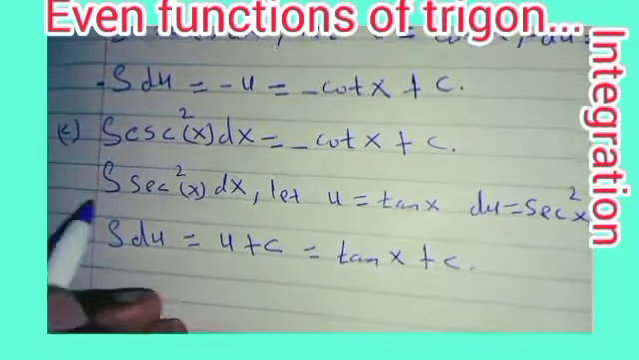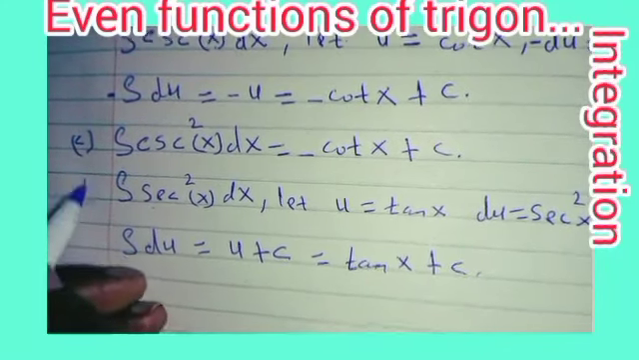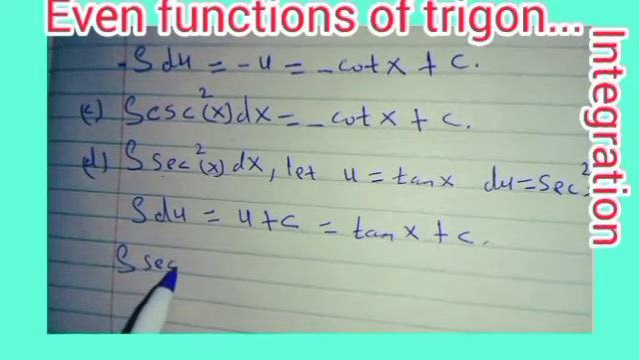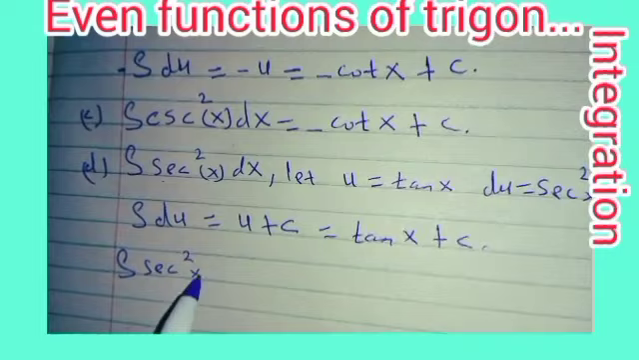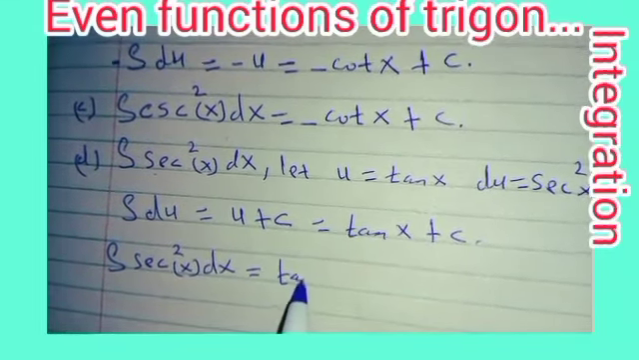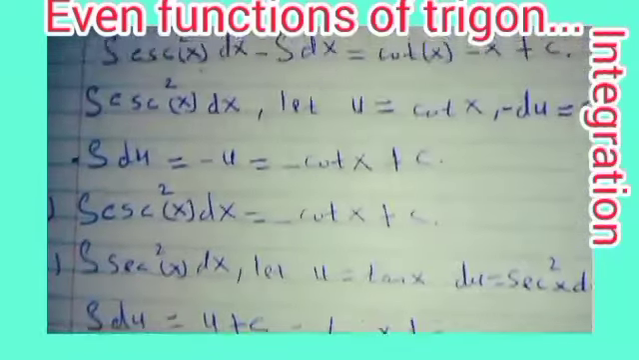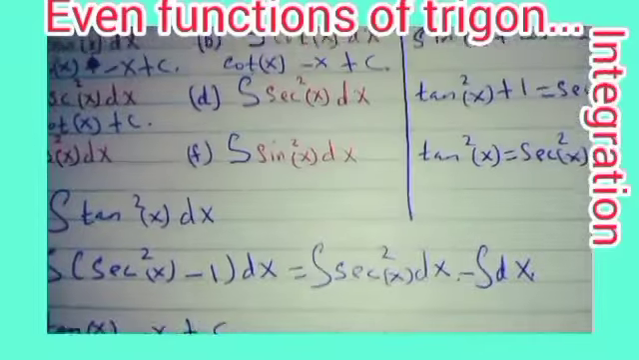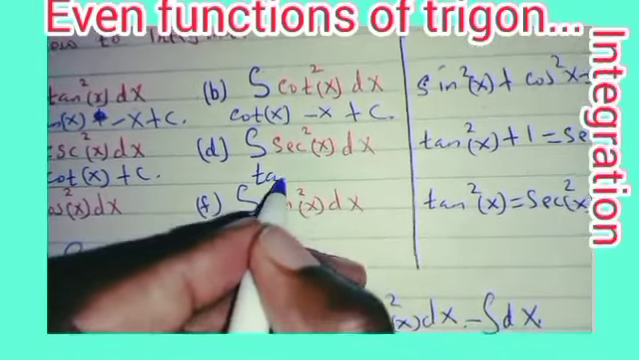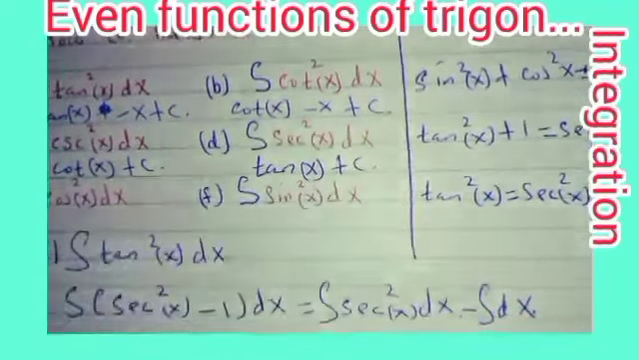So the integral of sec squared, this is part D, meaning that the integral of secant squared of x dx is the same as tan of x plus constant c. So we can write our result here. This is tan x plus c.